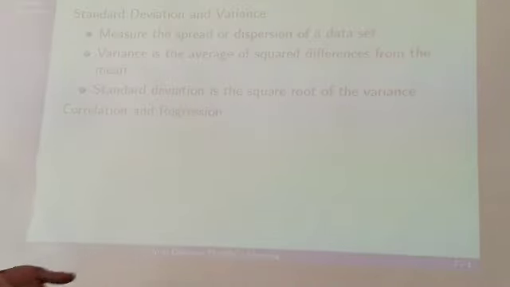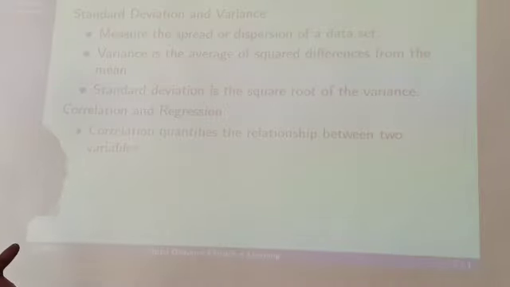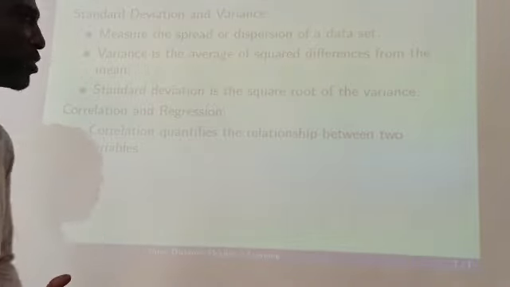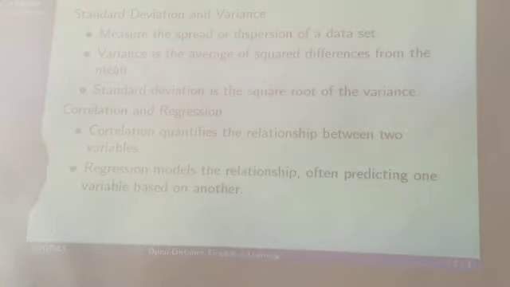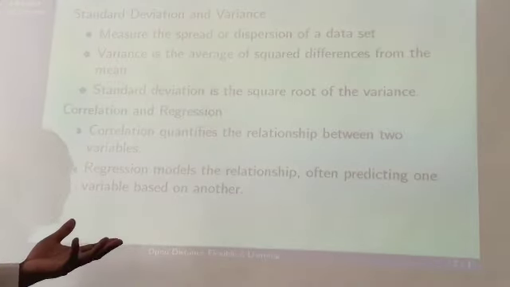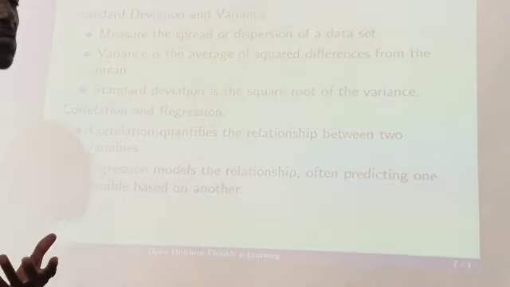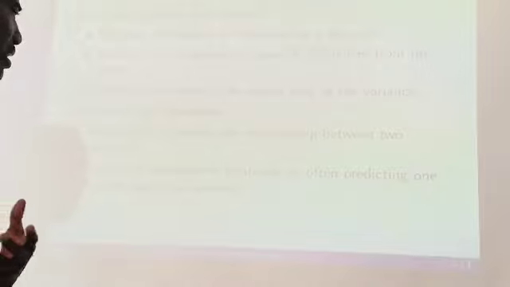Then correlation and regression. Correlation quantifies the relationship between two variables, while regression models the relationship, often predicting one variable based on another one.